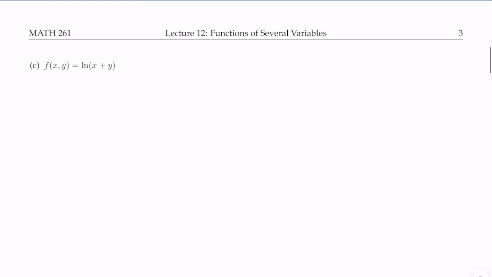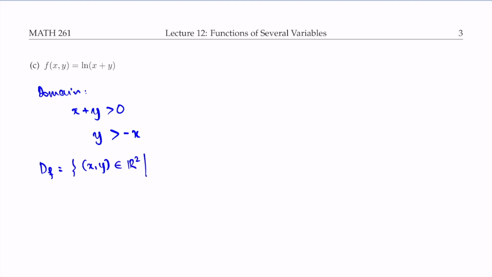Now, for the next function, you have f of x, y equal to ln of x plus y. So similar to single variable calculus, when you find the domain of log functions, you require that x plus y has to be greater than 0. So you can solve for y in terms of x as y is greater than negative x. So the domain of the function is the set of all points x comma y in the 2D plane such that y is greater than negative x.